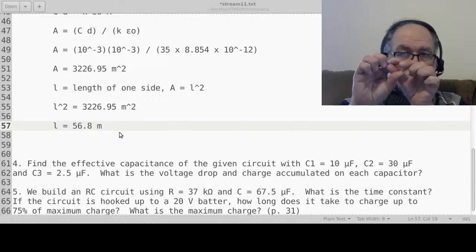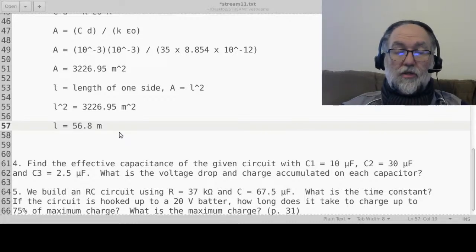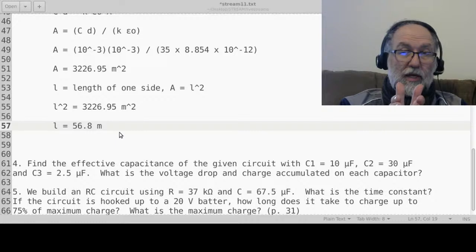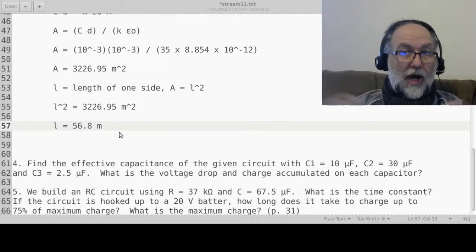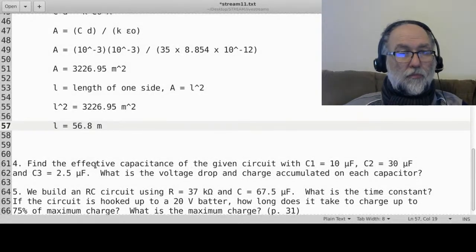Capacitors in the lab are just these small cylinders, and what they are is parallel plates, but the parallel plates themselves are curled up, so that you've got a lot of area curled up within those capacitors. Okay, all right, so there's that question.